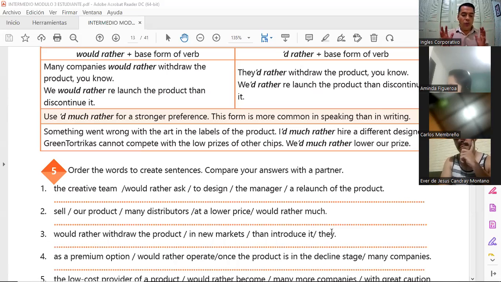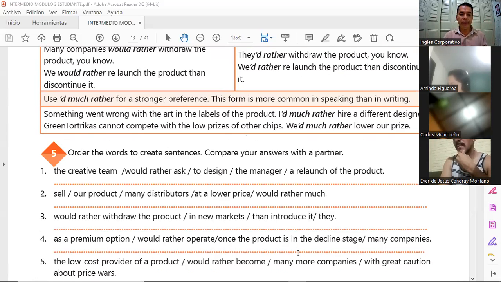They would rather withdraw the product than introduce it in new markets. Than introduce it in new markets. Okay, good.